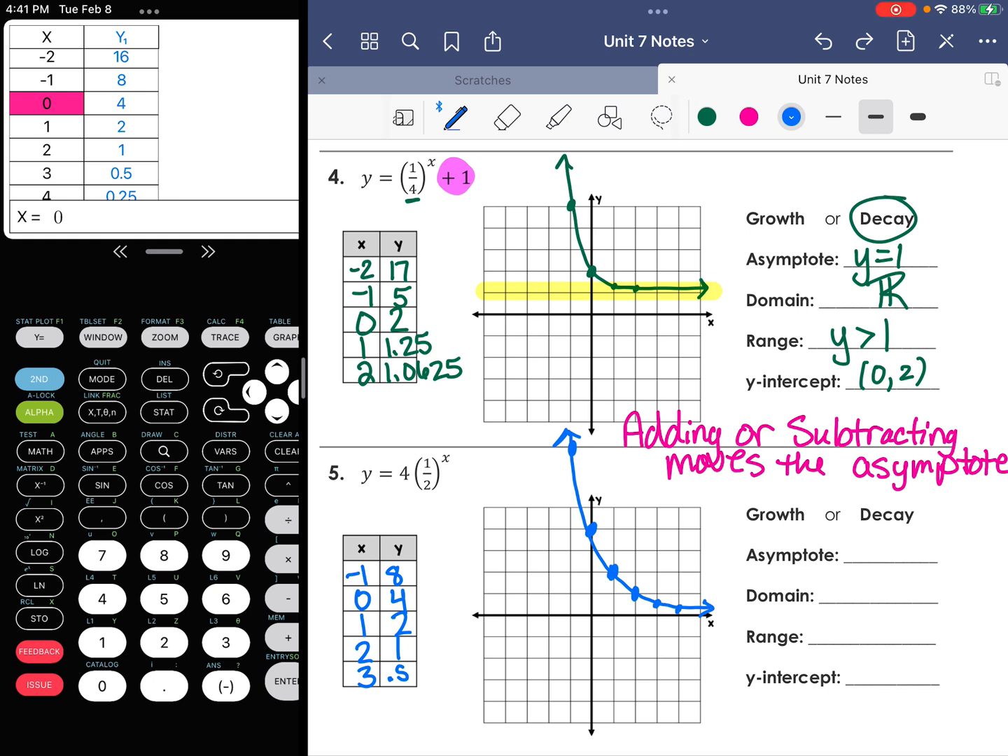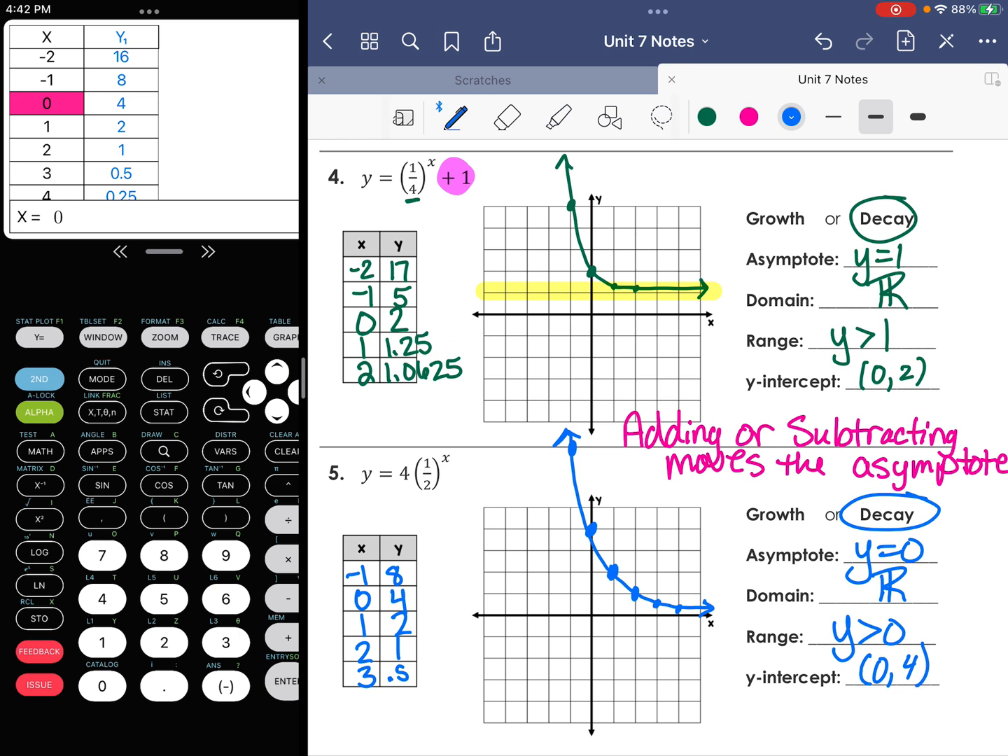So this one is a decay. It had a fraction. So we're looking at this number always. Remember, B is boss to decide if it's growth or decay. This number does not determine that. Just the number right beside the x. So that's decay. This asymptote is back at 0 because we didn't have a plus or a minus. Our domain is still all real numbers. Our range is y is greater than 0 because everything in the graph is above the x-axis. And this time our y-intercept is 0, 4.